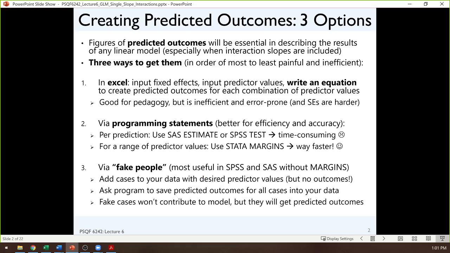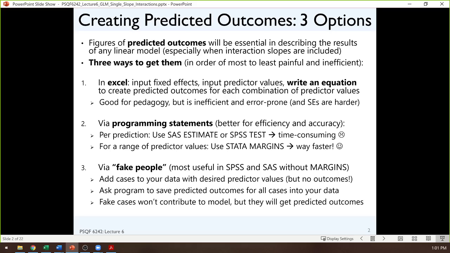The third option is something that is most useful if you anticipate a very complex model, but you don't necessarily anticipate what all is going to be in it. And this is what I refer to as the method of fake people. I know it sounds crazy, but the method is you make up fake people and you add them to your data set. It's not cheating, I promise. I know you look skeptical. It's not cheating because you're not making up their outcome. You're making up the predictors.